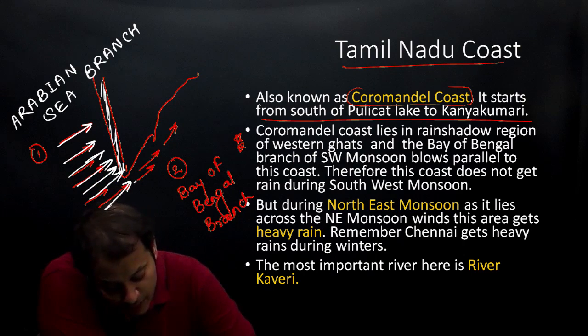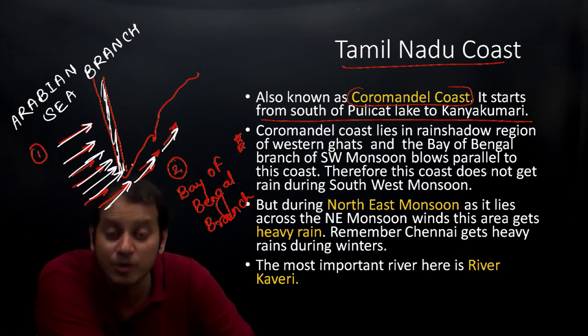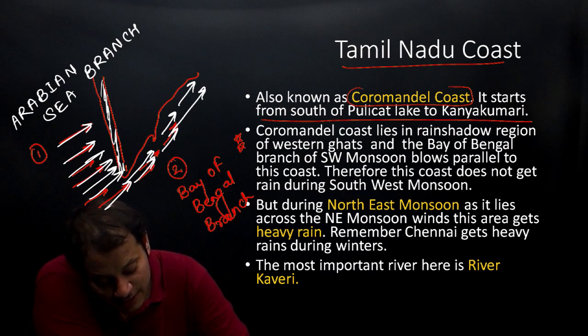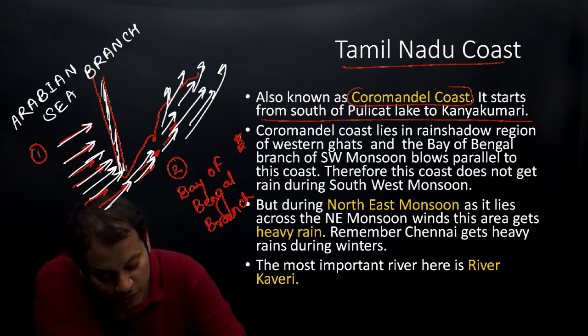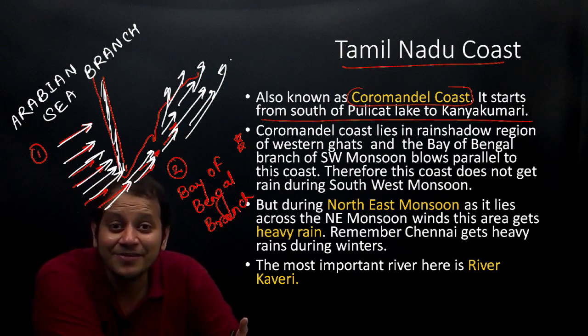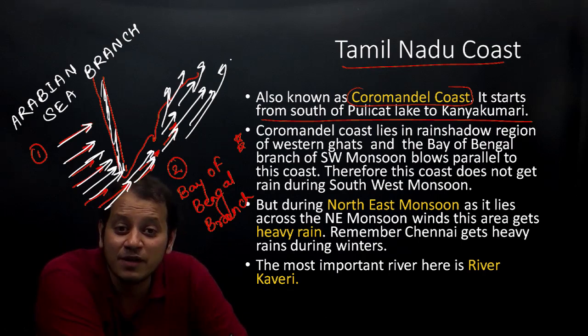While the Bay of Bengal branch goes parallel to the coast of Tamil Nadu. You can see it is going parallel to the Coromandel coast and it goes and hits the northeast India, gives rainfall to Orissa, gives rainfall to the Garo Khasi Jaintia Hill, but does not give rainfall to the Coromandel coast. And that is, we can say, the unique characteristic of the Coromandel coast.